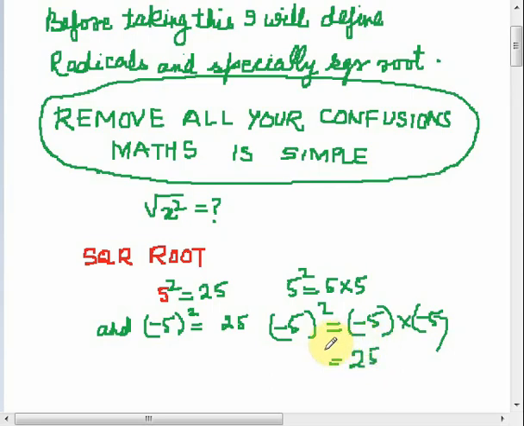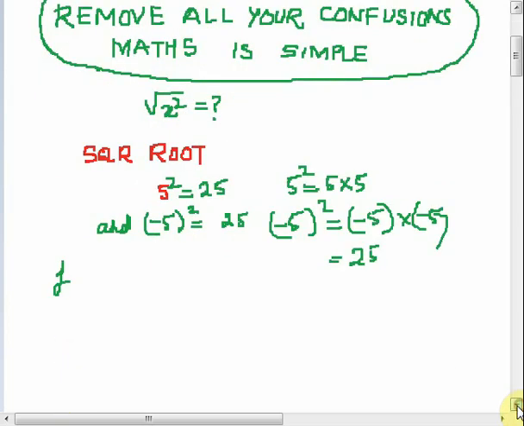When we raise a number to the second power, we are squaring it. It is called a square. So here we are finding the square of 5 and minus 5 above, which is equal to 25.